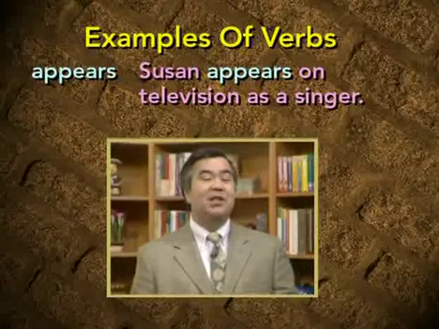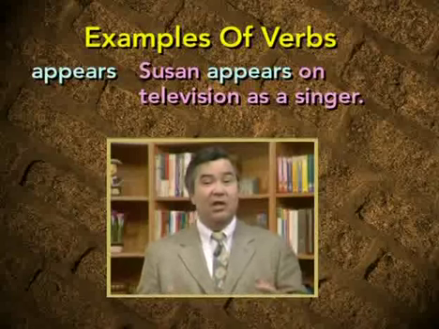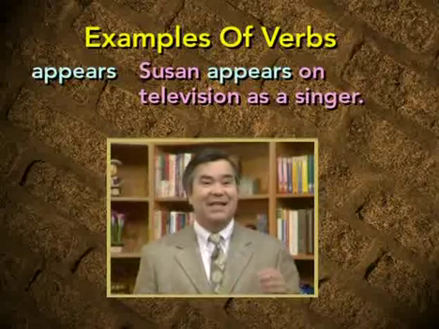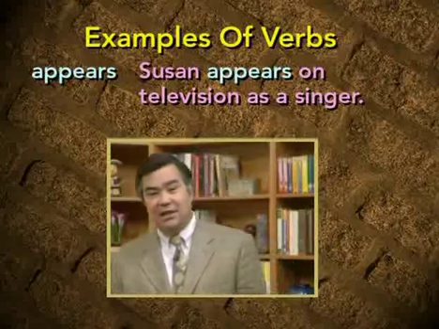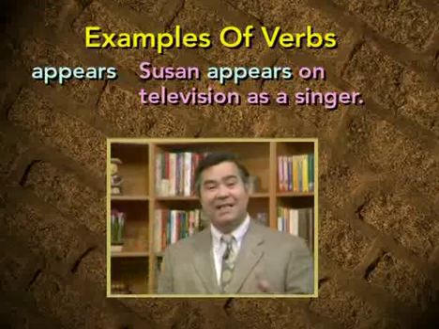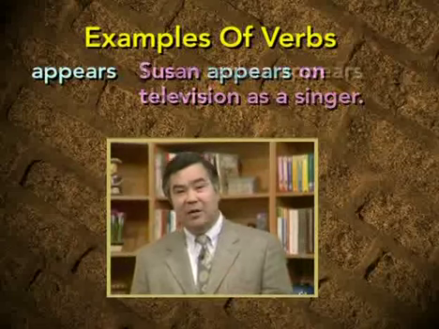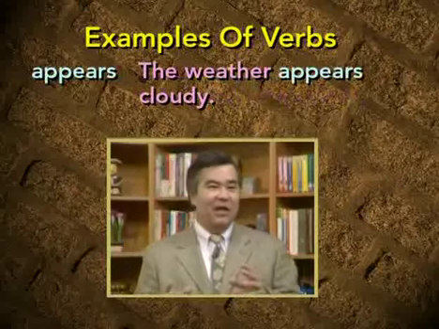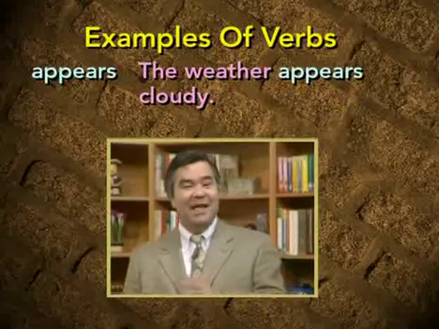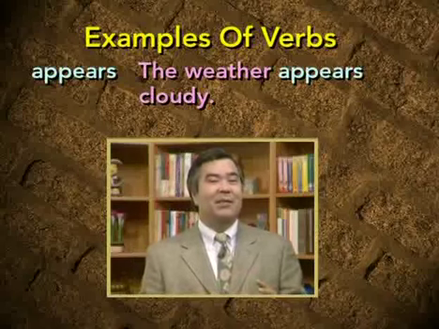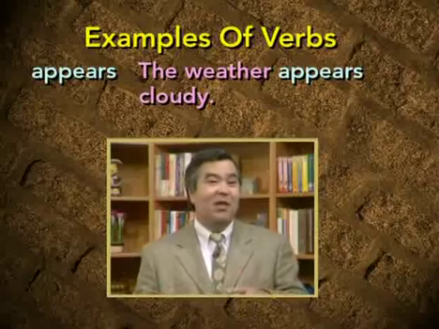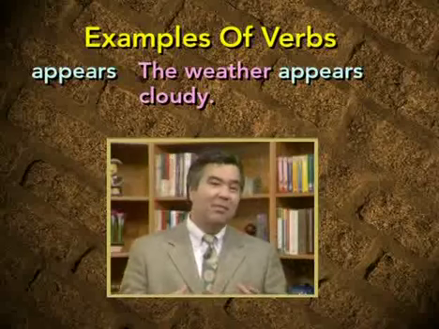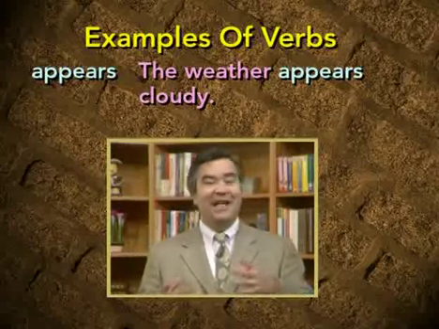It tells us something that Susan does. She appears on television. In that sentence, therefore, appears expresses an action. In other sentences, however, appears might express a state of being. For example, the weather appears cloudy. In that sentence, the verb appears is expressing a state of being. It is telling us something that the weather is, not something the weather is doing. When we say the weather appears cloudy, we mean more or less the same as the weather is cloudy.